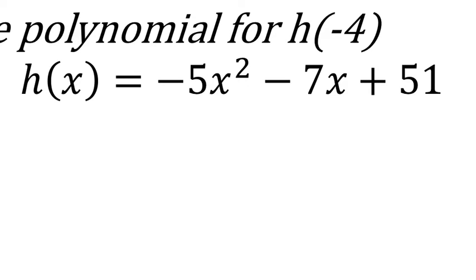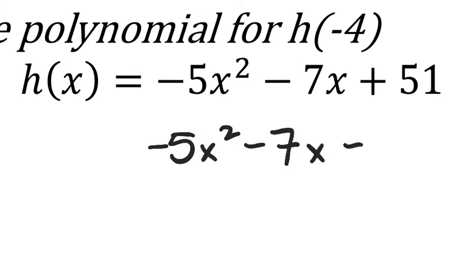But first, let's write out the full function as we see it, negative 5 x to the power of 2 minus 7x plus 51. And we need to replace all of our x's with that negative 4 up there. I'll do that in red. So it's right, because we're replacing this one also with negative 4, right? So that's this x here. Boom, it becomes negative 4.